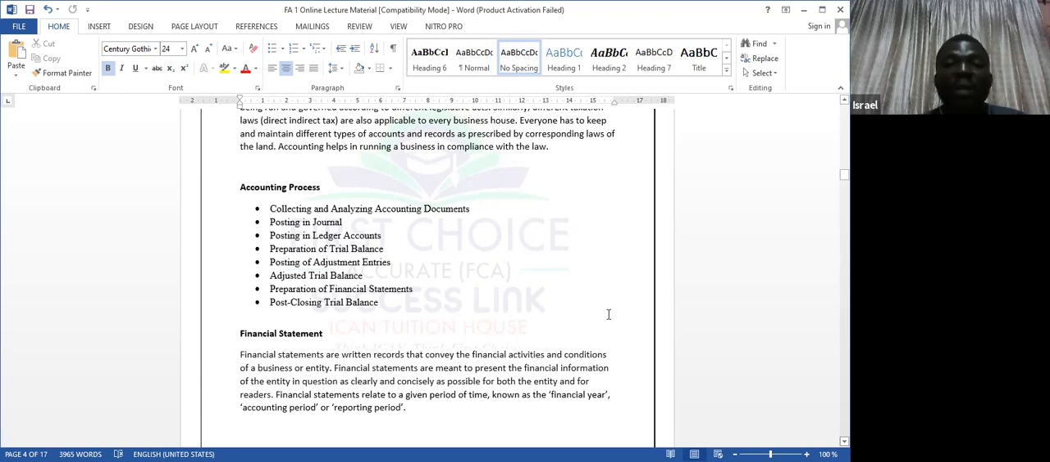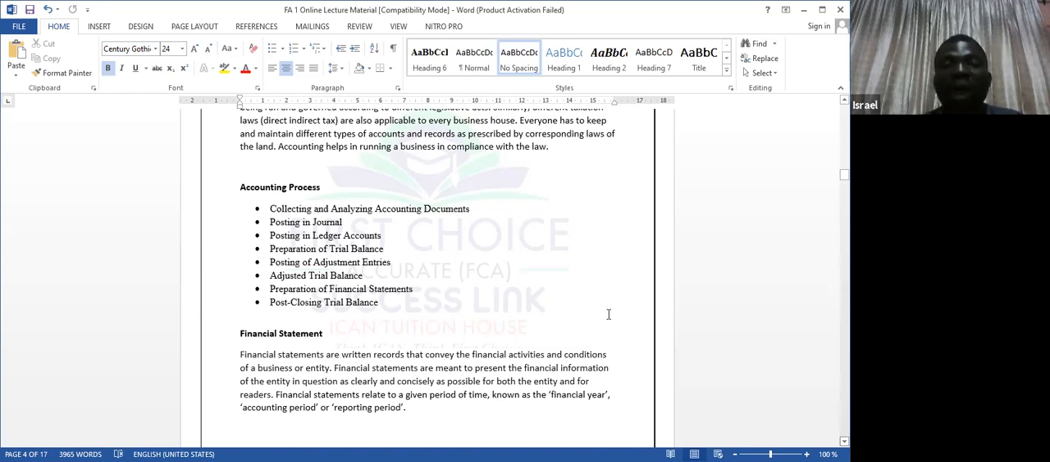Then after that, we have preparation of trial balance. Preparation of the trial balance is from the result of ledger balances. So a trial balance actually contains ledger balances. You have to first of all post into the ledger before you can prepare your trial balance. Then, what is a trial balance? A trial balance is a statement that tests the accuracy of ledger balances.